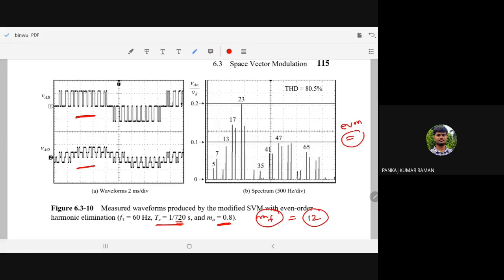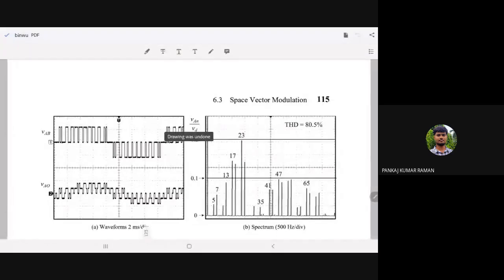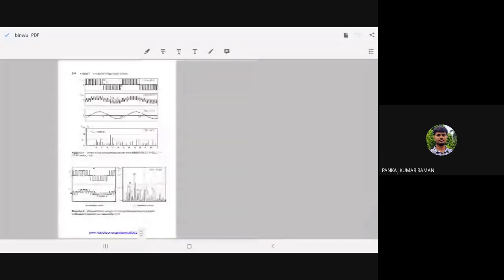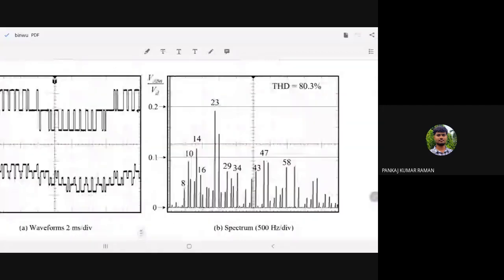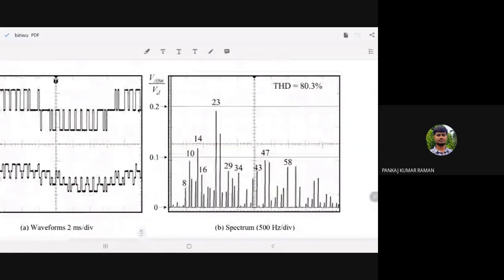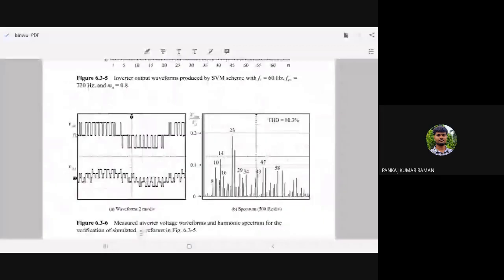Okay. So earlier you had these even order harmonics, right? So we have even order harmonics, right? This is corresponding to 8, 10, 14, 16, 23, 29, 34, and all. Some even order harmonics are present, right? So by slightly changing that, we remove those even order harmonics with some extra switching. Okay, with some extra switching. So we sacrifice, which means we remove those even order harmonics.